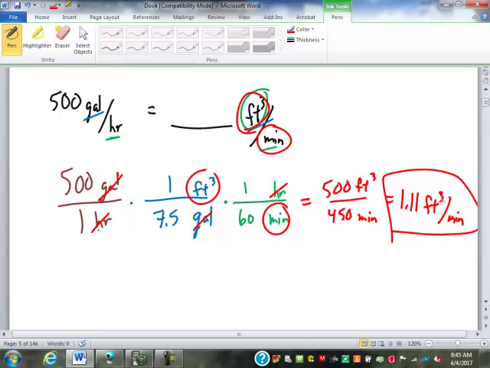500 gallons in an hour sounds like a lot. It is not. A typical pump can pump closer to 5,000 gallons in an hour. That would typically be what they would call a 12 CFM pump. 12 cubic feet per minute is about 5,000 gallons in an hour. It's a lot of fluid.